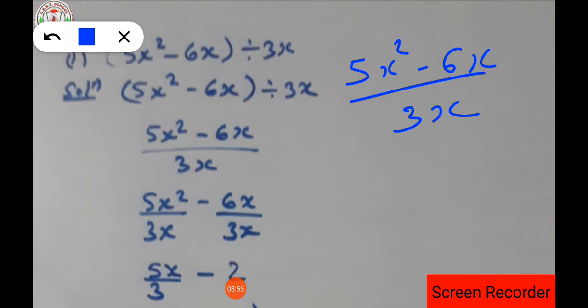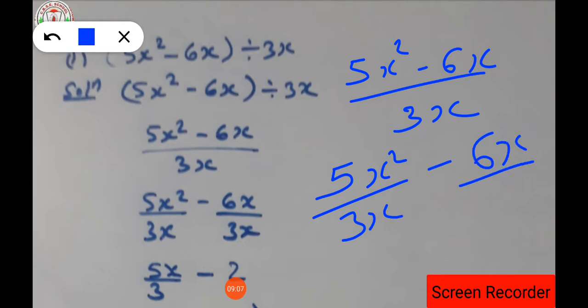So 5x square minus 6x upon 3x we are having. Okay, separating the denominator and the numerator, what we will get? 5x square upon 3x minus 6x upon 3x we will get, isn't it? From the first term the x will get cancelled. What is the number left out? That is 5 by 3x, isn't it?